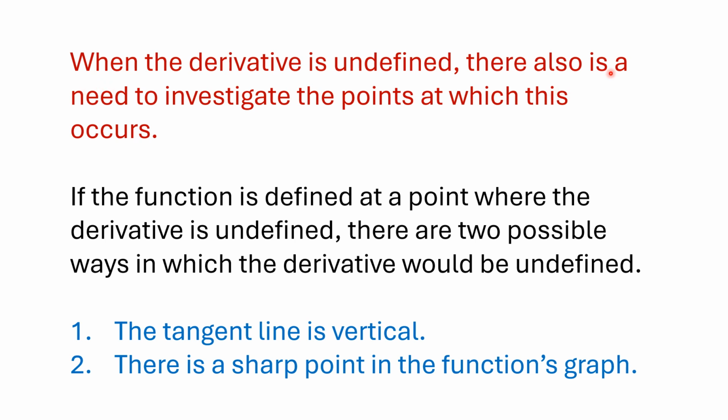When the derivative is undefined, there's also a need to investigate points at which this occurs. If a function is defined at a point where the derivative is undefined, you certainly want the function to be defined there. There are two possible ways in which the derivative would be undefined. The tangent line is vertical, there'd be a problem, and there is a sharp point in the function's graph. That means it would not be differentiable at that point.